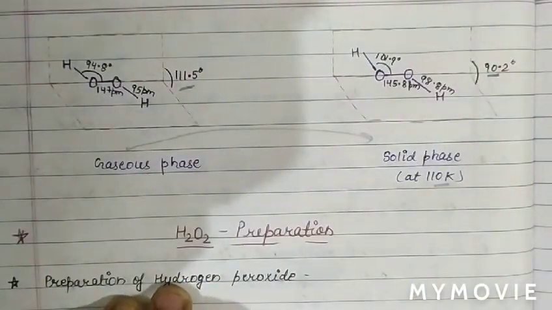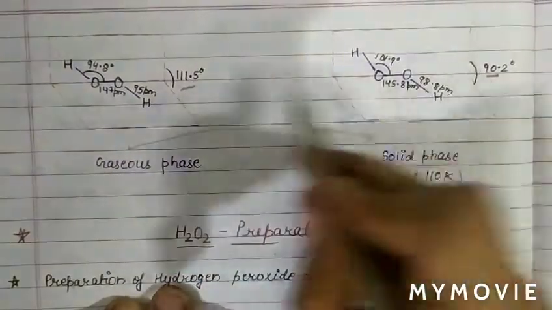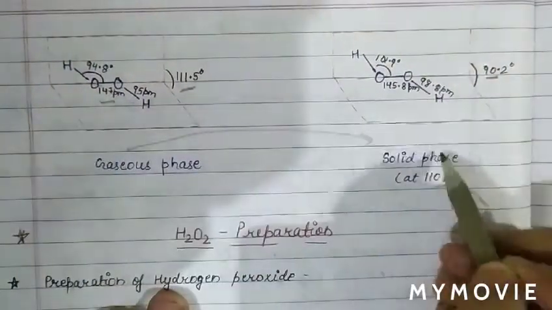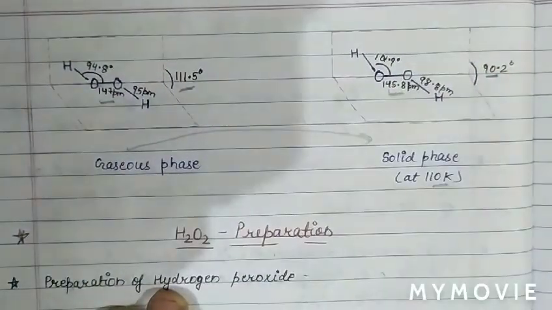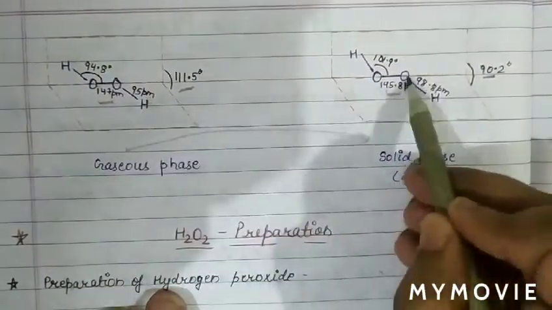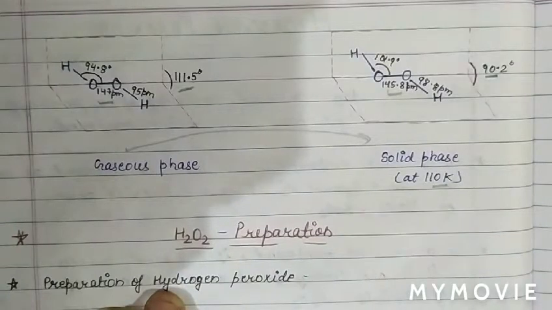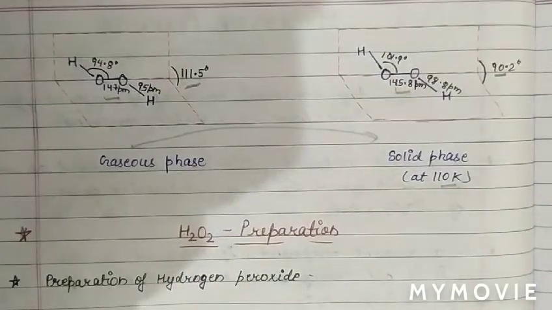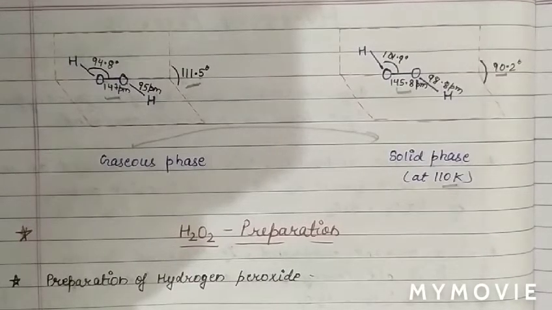And also see the bond length. Basically the outer angle decreases and the inner angle increases. The oxygen-oxygen bond length is 147 in the gas phase, while in the solid phase it is 145, so this bond length decreases. The OH bond goes from 95 to 98, so the OH bond length increases. So this is the structural difference of H2O2 in the gas phase and solid phase.